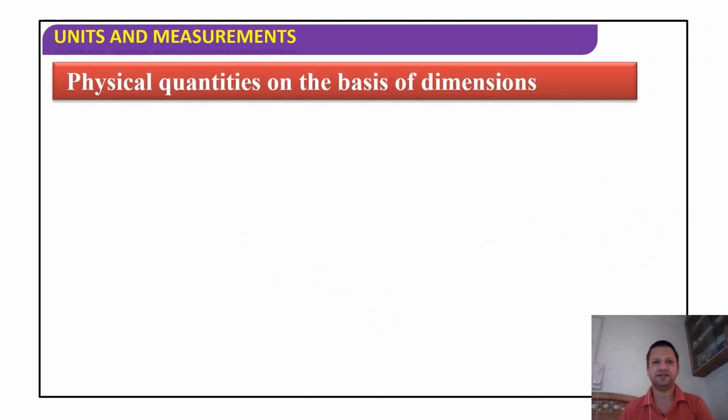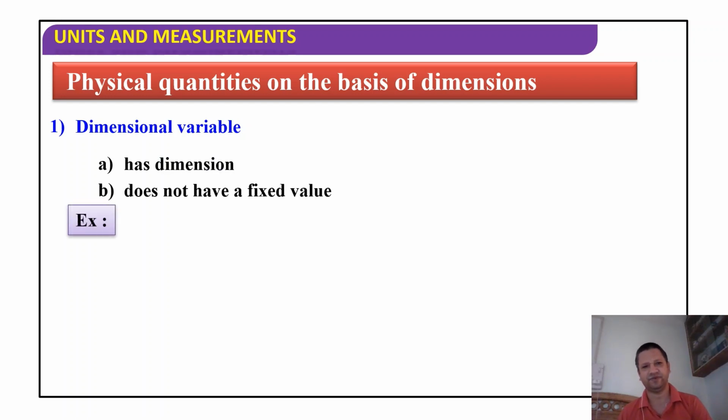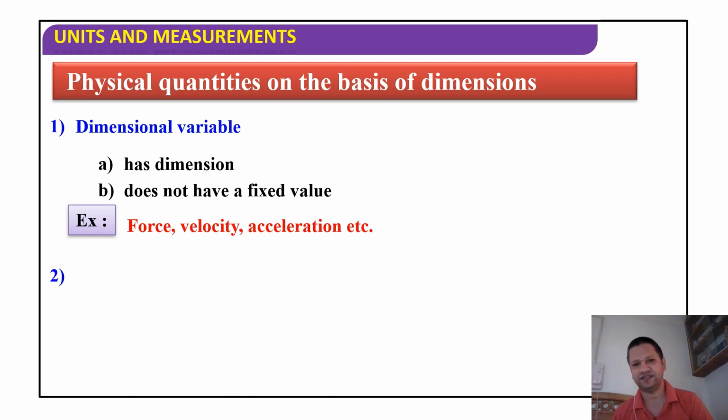So this is related to physical quantities on the basis of the dimensions. We will discuss four important points. Number one, the dimensional variable. It has a dimension and does not have a fixed value. For example, force, velocity, acceleration. Force has a dimension MLT minus 2, but it does not have a fixed value. It depends upon the situation. We may apply the force in the direction in which the object is moving, or apply a force opposite to it, so it is not a fixed value. So it is a dimensional variable.